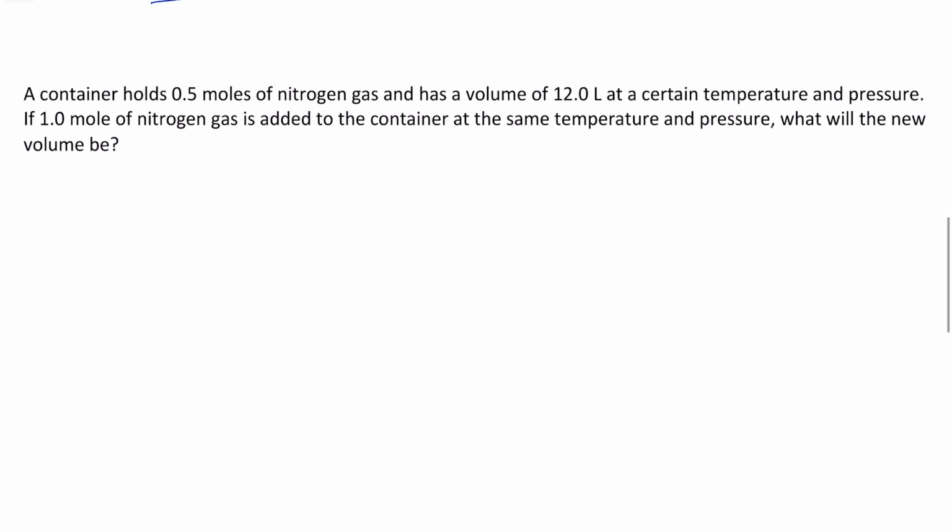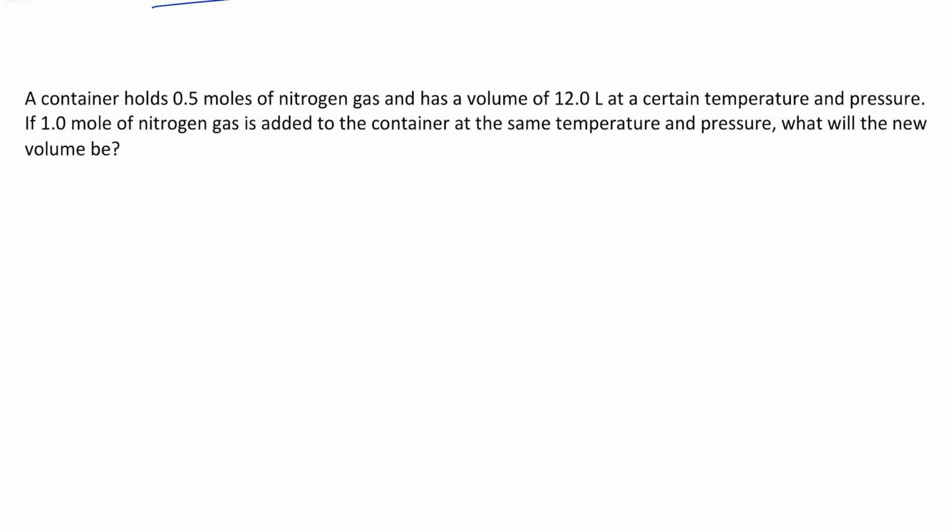Okay, so for our fourth example, a container holds 0.5 moles of nitrogen gas, which is N1, and has a volume of 12.0 liters, which is V1, at a certain temperature and pressure. If 1.0 mole of hydrogen gas is added to the container, which might look like it's N2, but it's actually 0.5 plus 1 mole, which is 1.5, at the same temperature and pressure, what is the new volume? So V2 is unknown.